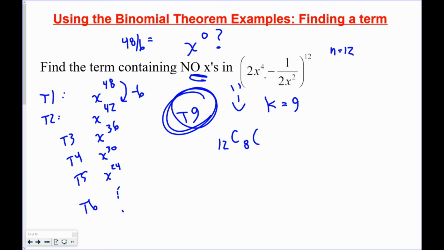And we already know you get no x's, so we can skip some of the calculations. It's going to be 12 minus 8 raised to the power of 4, and then this raised to the, this plus this has to be 12, so it's got to be 8. Right, so what happens to the x terms? 4 raised to the power of 4 is 16. And then down here you have x 2 raised to the power of 8 to get 16 again. So the x's cancel. What are you left with? Whatever 12c8 is, and whatever 2 to the 4 is, times 1 over 2 to the 8. When you work it all out, you're going to get this.